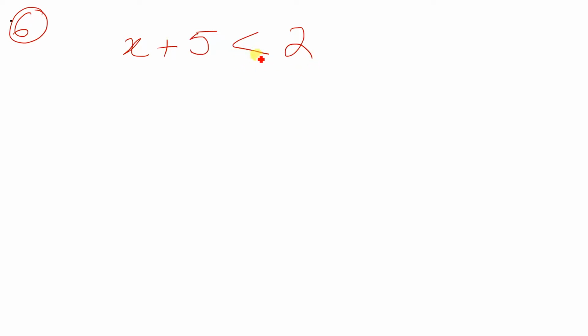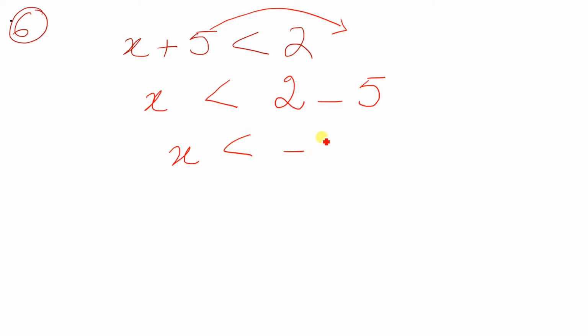So this is an inequality sign, right? What we have to do: the right hand side, 2, will remain the same, but we have to take the transpose of this positive 5, which will be negative 5 here. So x is less than negative 3, and this is our answer.